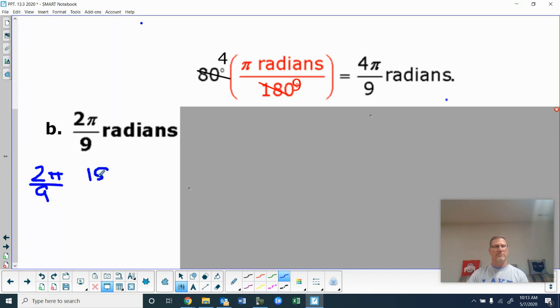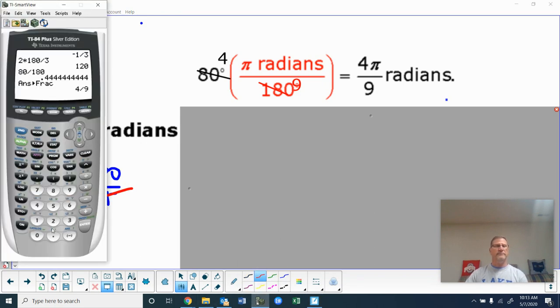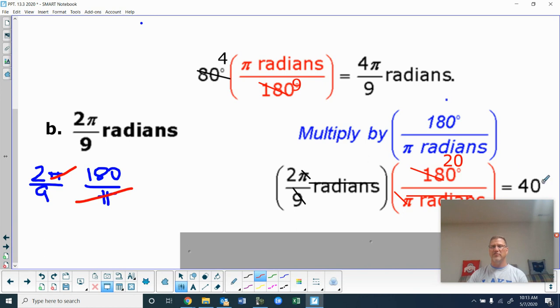So just do 180 over pi. That way your pi's, oops, that looks like an H, sorry. So then your pi's will cancel. So then you go 2 times 180, 360, divided by 9, which would be 40. So this would be 40 degrees. Let's use our degree symbol.